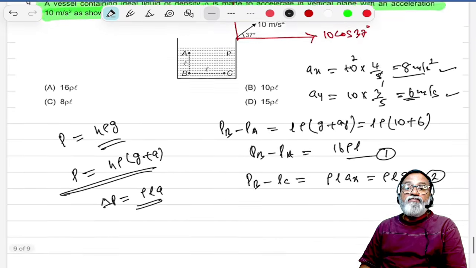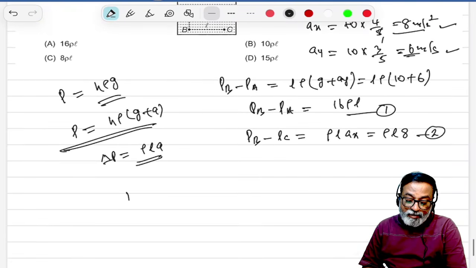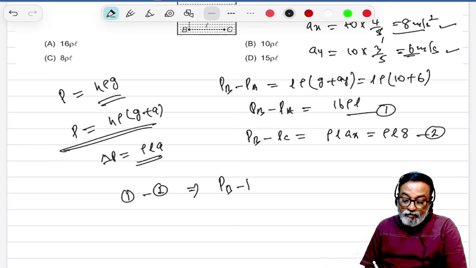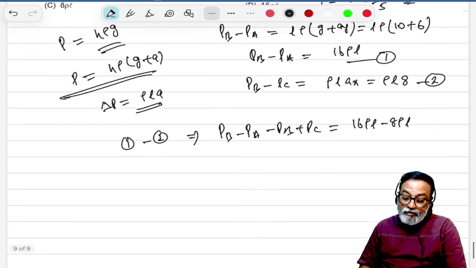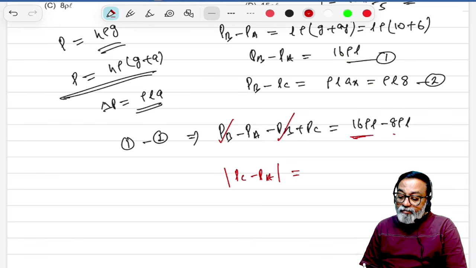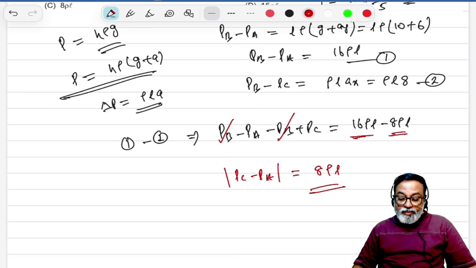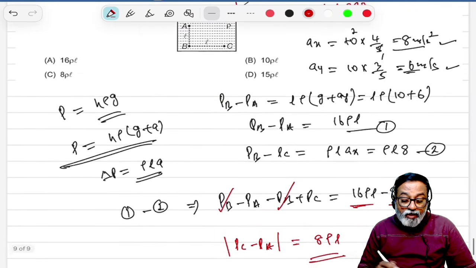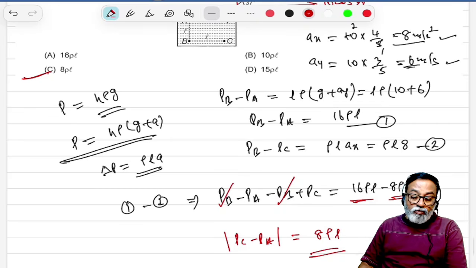But we have to find the pressure difference between A and C. Therefore, if you subtract equation 2 from equation 1, PB minus PA minus PB plus PC is equal to 16 rho L minus 8 rho L. Here PB gets cancelled. This becomes PC minus PA, I am taking the magnitude. This becomes 16 rho L minus 8 rho L, that is 8 rho L. This is the pressure difference between point A and point C. Therefore, the answer is C, 8 rho L.